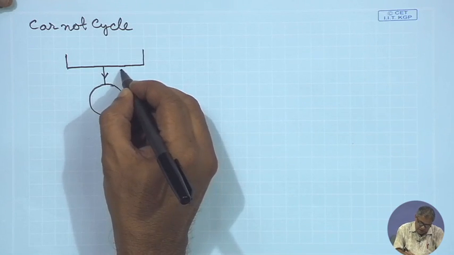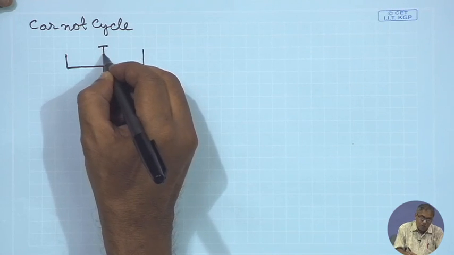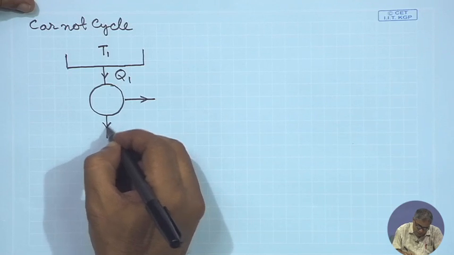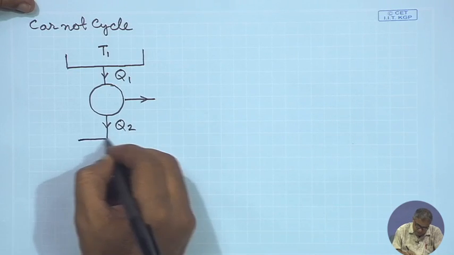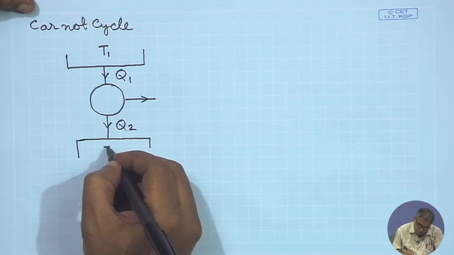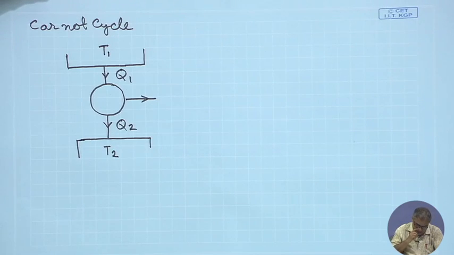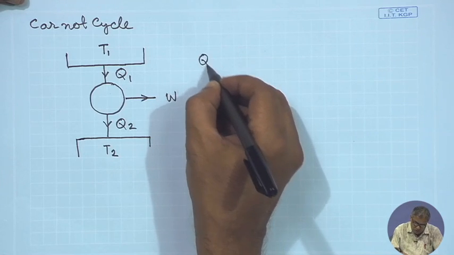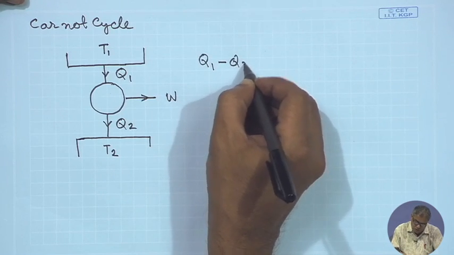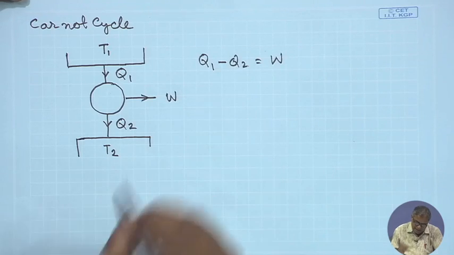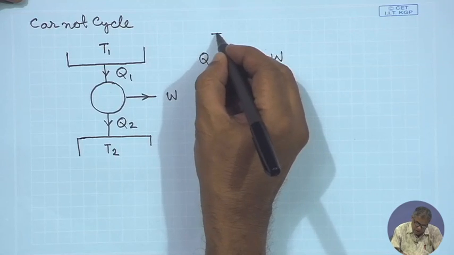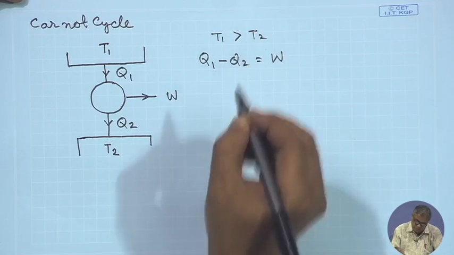It takes Q1 amount of heat from a temperature reservoir which is at a high temperature, that is T1, and then rejects Q2 amount of heat to a reservoir which is at a low temperature, that is T2, and then it does certain amount of work which is W. From first law we know Q1 minus Q2 is equal to W, and obviously T1 is greater than T2.